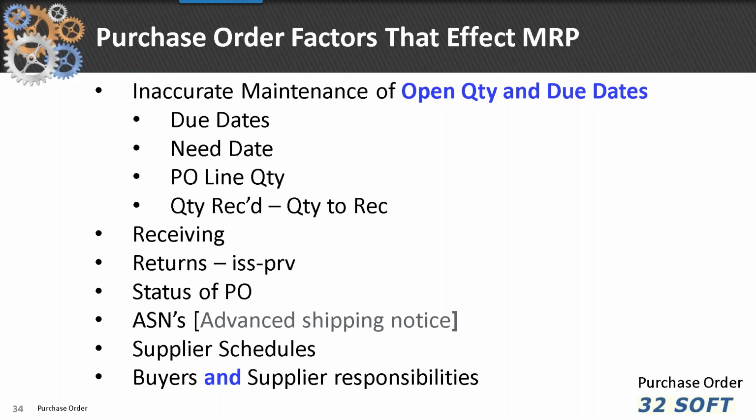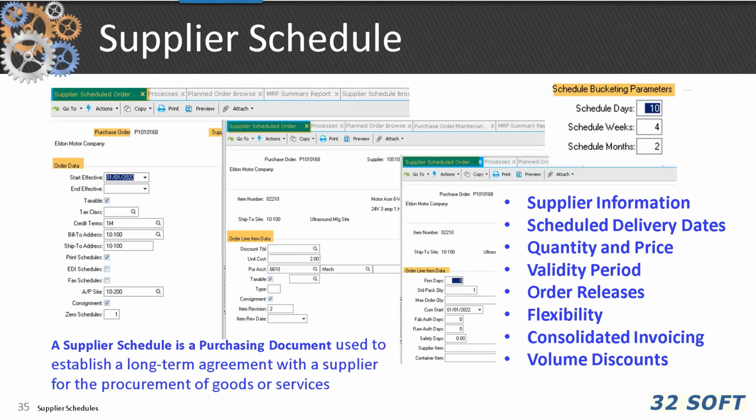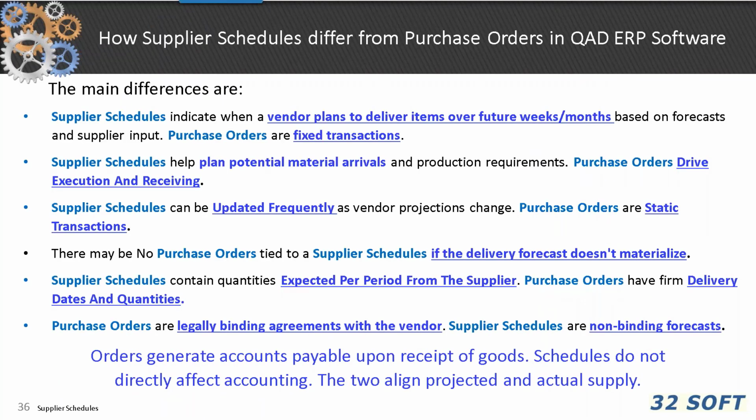The supplier schedule is a purchasing document used to establish a long-term agreement with suppliers for procurement of goods. This includes supplier information, scheduled delivery, period validity, order release process, flexibility requirements, consolidation of invoicing, and volume discount. Supplier schedules afford much control over specific item dates in MRP.